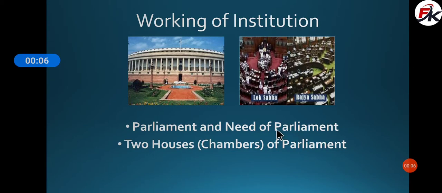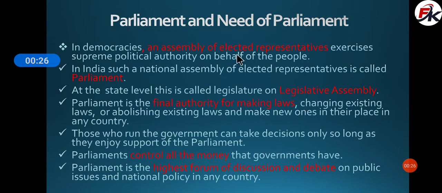In this particular module, I am going to explain the following subtopics from working of institution. The topics are Parliament and need of Parliament and two houses of Parliament. So let us move to the first subtopic, that is Parliament and need of Parliament.